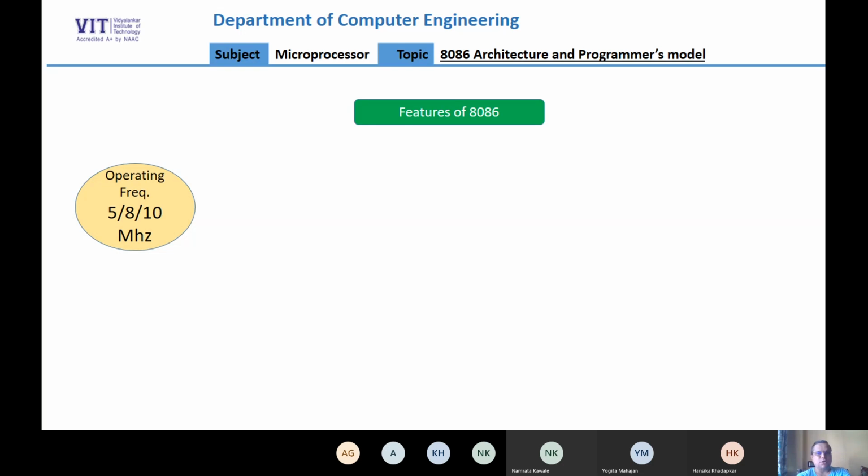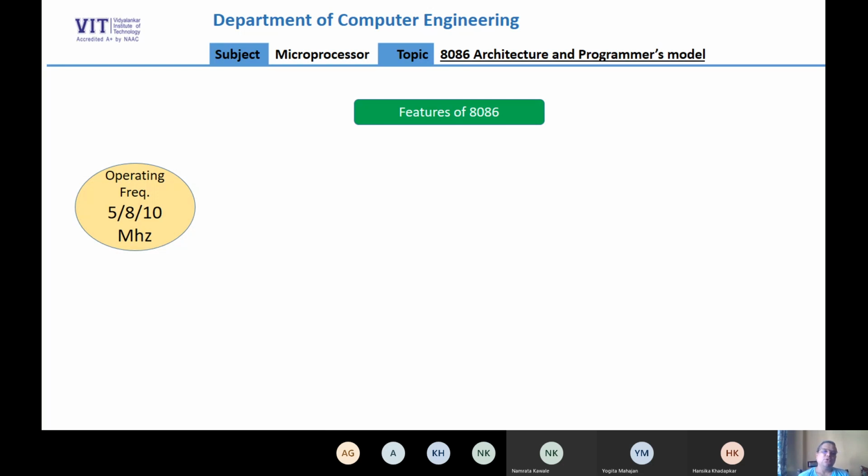So 8086 processor comes in three different variations. Some 8086 processor ICs work at 5 megahertz frequency, some work at 8 megahertz frequency, and some of them work at 10 megahertz frequency. So while purchasing 8086, the seller will ask you that you want 8086 processor of what frequency, because it comes with three different clock speeds. So you can select any, and if you want the fastest, you can select 10 megahertz operating frequency.